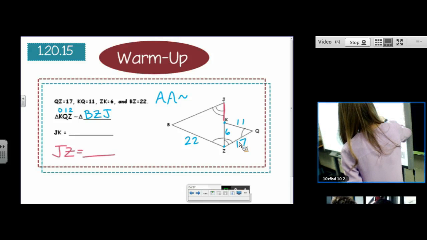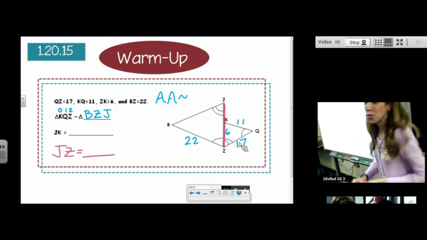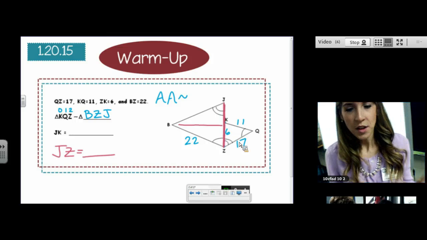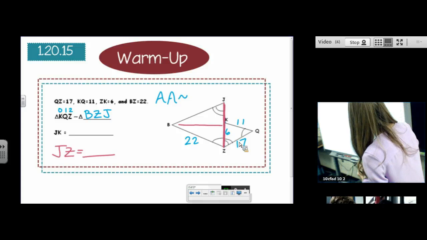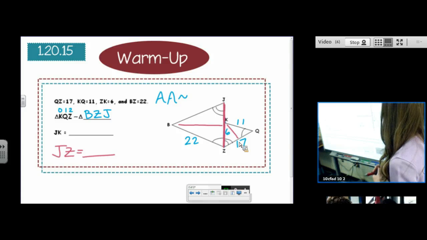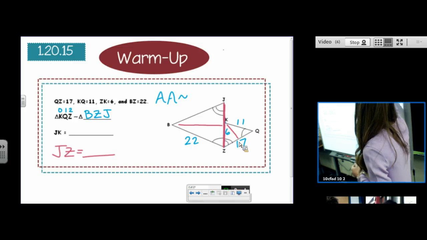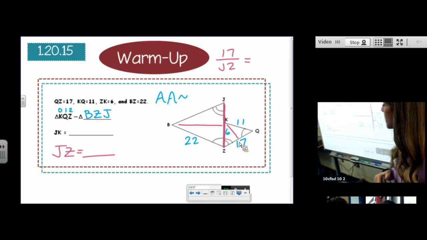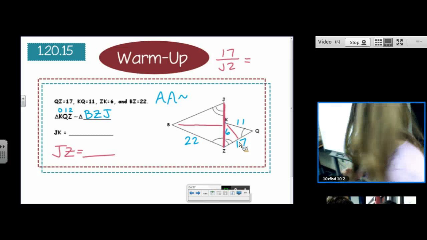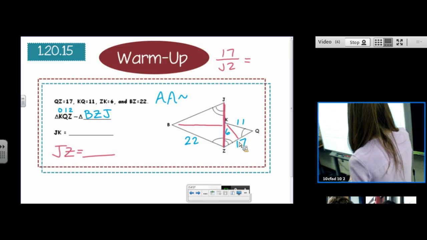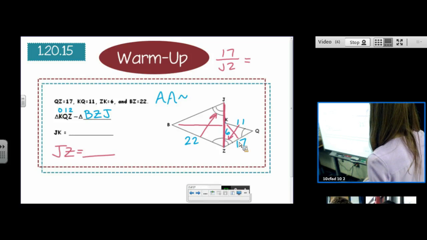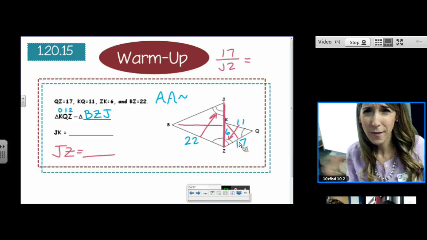JZ is across from, you always look and see what it's across from. JZ is across from nothing. So what does it go with? It goes with the other one that's across from nothing. So I'm going to say 17 is to JZ as, now we just need to find 2 other things that go together. Let's see, 11 is across from double arc, and 22 is across from double arc. 11 is just half of 22. The scale factor is just 2.